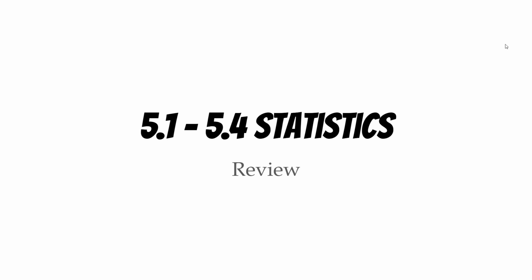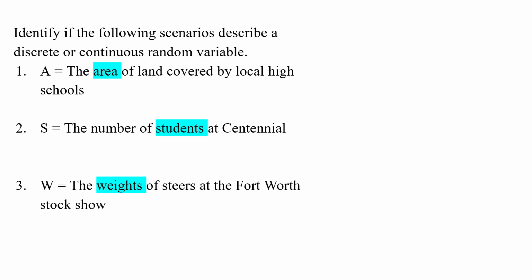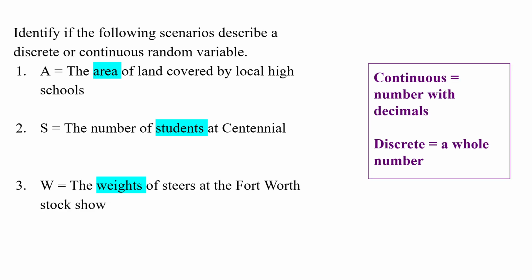In 5.1 to 5.4, we have been reviewing a lot of probability from Chapter 4. We've also looked at different types of random variables and binomial distributions. So diving right in to start off, we are going to identify different scenarios as either a discrete or a continuous random variable. By definition, looking back at 5.1, a continuous random variable has numbers with decimals. Discrete is going to be a whole number only.